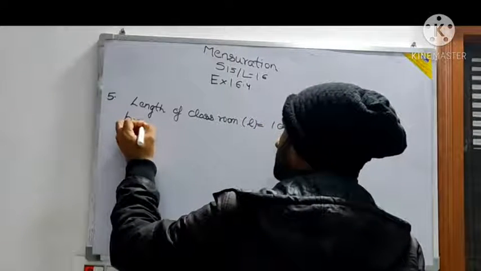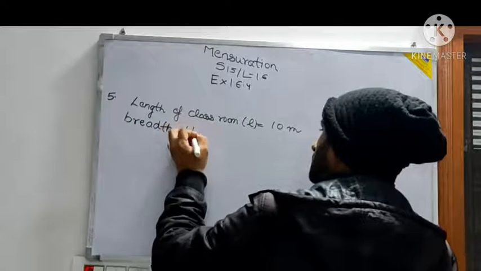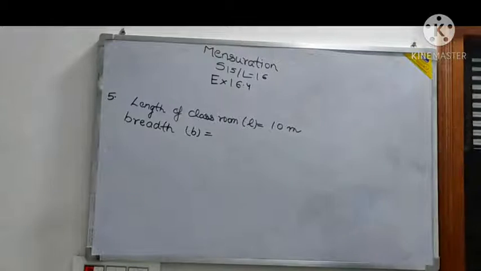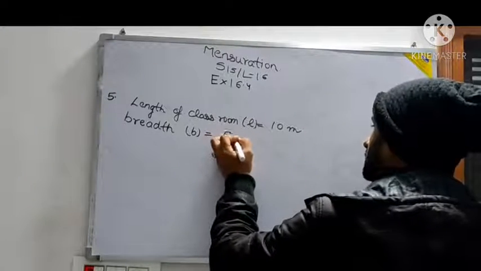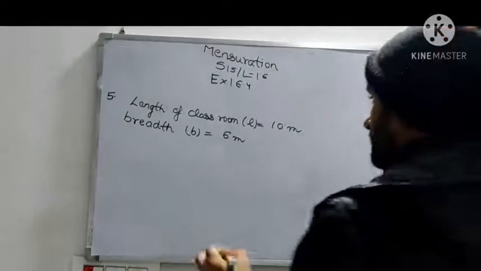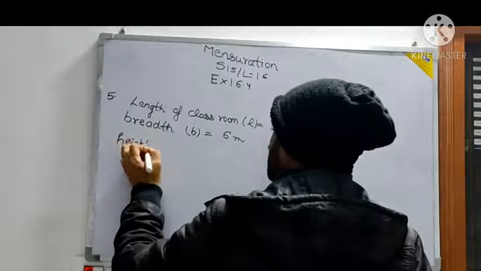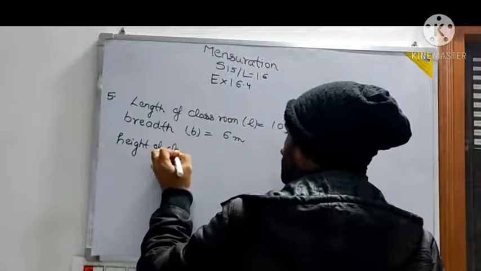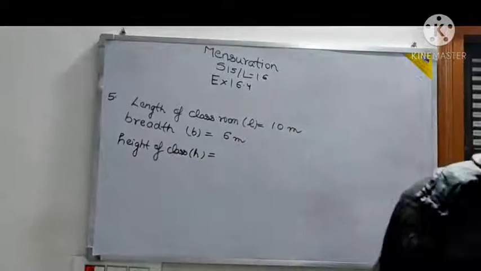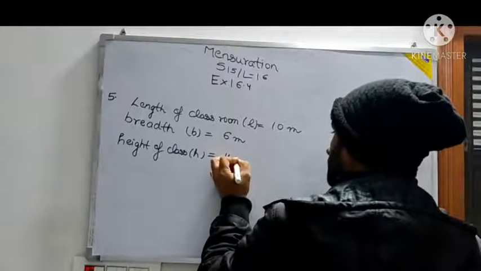Breadth. How much is the breadth given? 6 meter broad. And then 4 meter high. How much is it given? 4 meters. So 10, 6, 4.